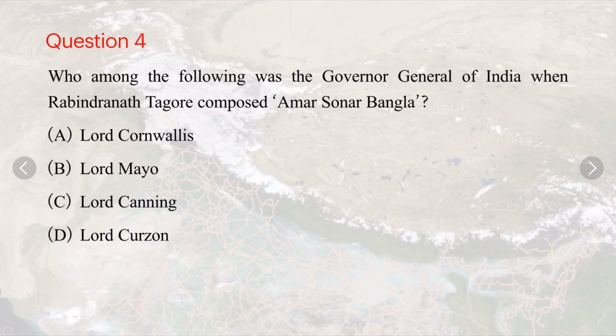Question number 4: who among the following was the Governor General of India when Rabindranath Tagore composed Amar Sonar Bangla? A very famous poem. In modern Indian history, there was a phase, the Swadeshi movement, when a lot of literature, art and local traditions were revived. Rabindranath Tagore wrote Amar Sonar Bangla during the Swadeshi movement to give motivation, a moral boost, to the freedom fighters. So it was written during the Swadeshi movement, that is 1905.